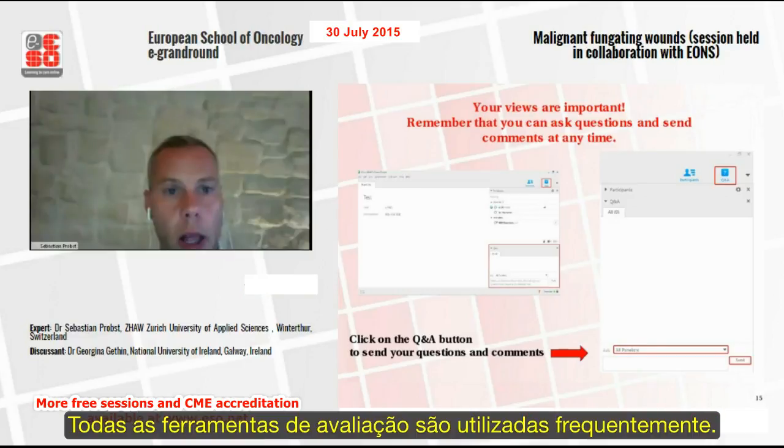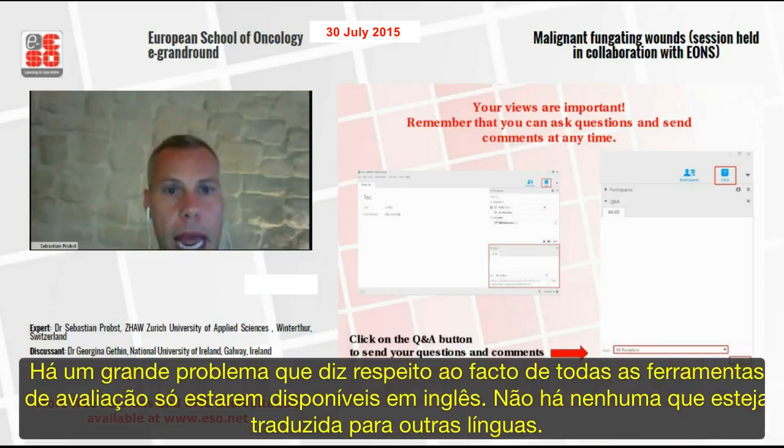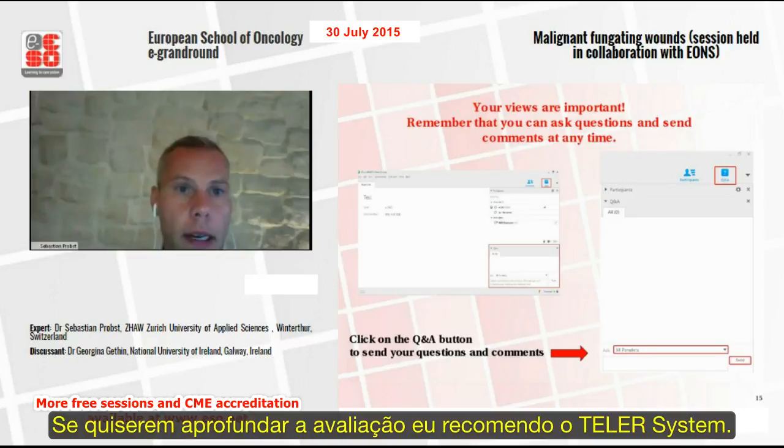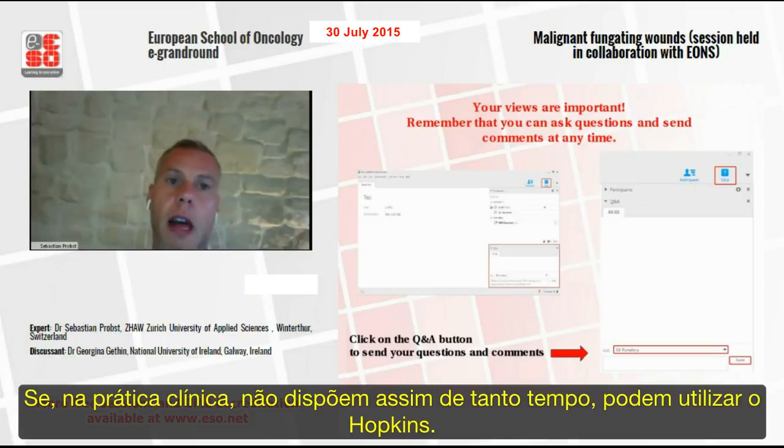All assessment tools are used pretty frequently. There is one big problem: all assessment tools are only available in English. There is no assessment tool translated into any other languages. If you want to do a profound assessment, I can recommend the Teller system. If you don't have that much time in clinical practice, you can use the Hopkins one.